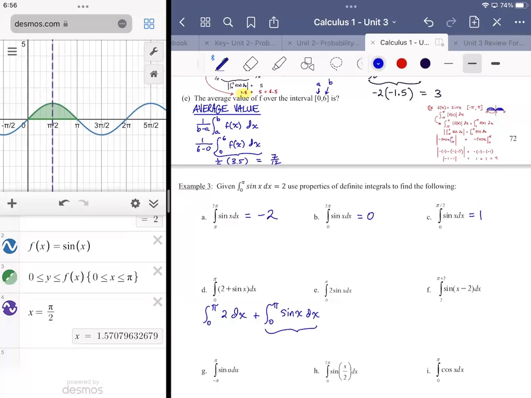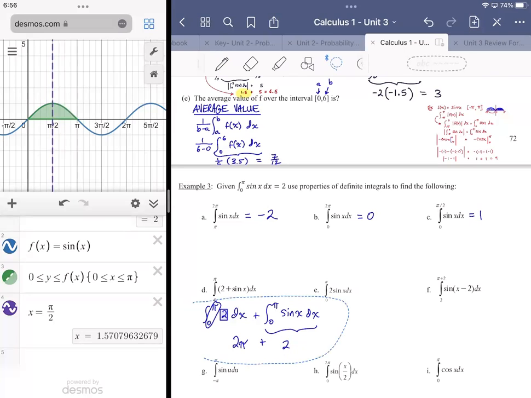This we already know is equal to 2. They told us that. And this is a constant. That's what I was talking about on the previous page. With a constant, all you have to do is find the difference between the bounds and multiply it by the integrand. So 2 times the difference between these two bounds. So 2 pi. 2 pi plus 2.